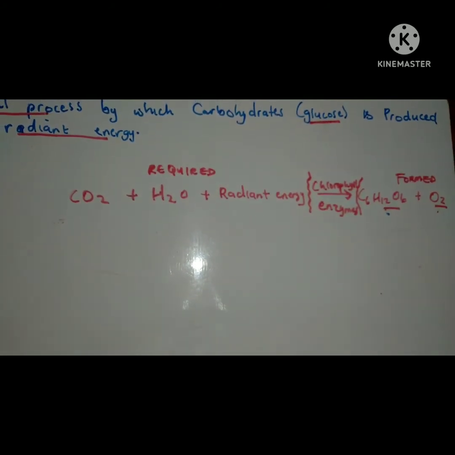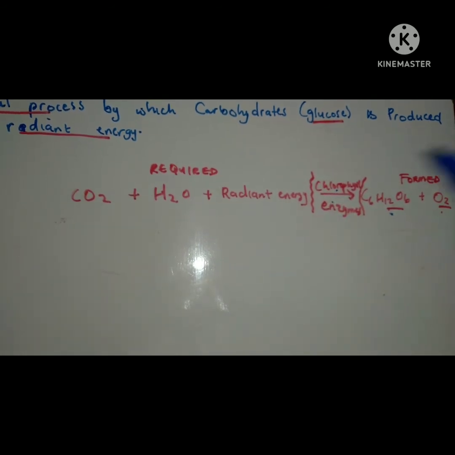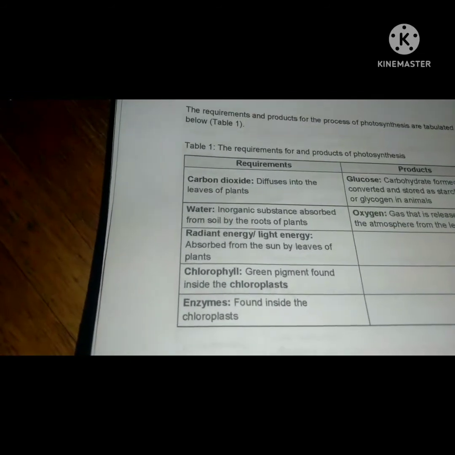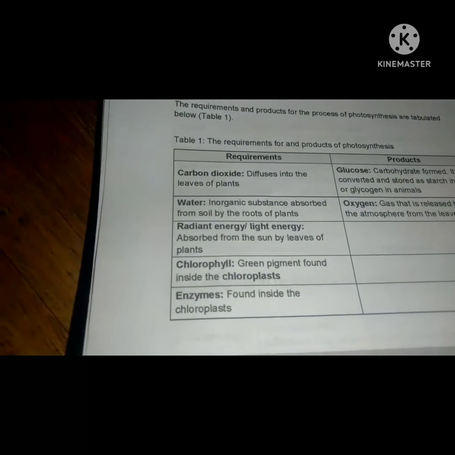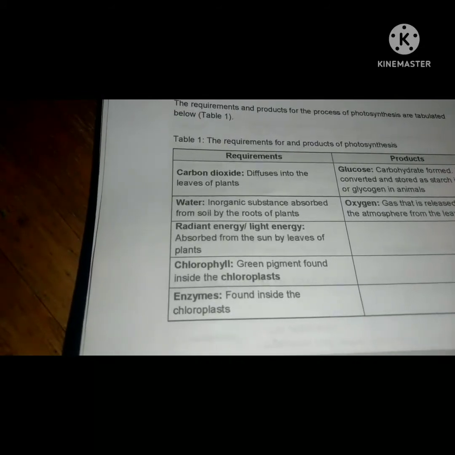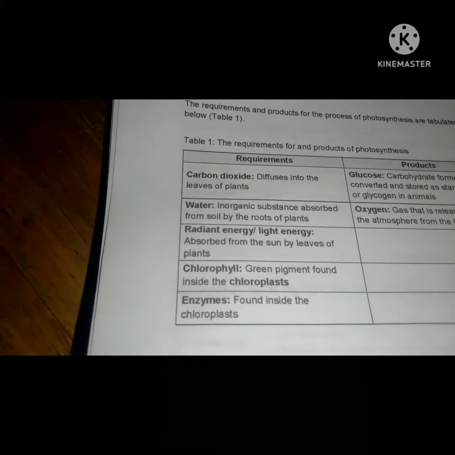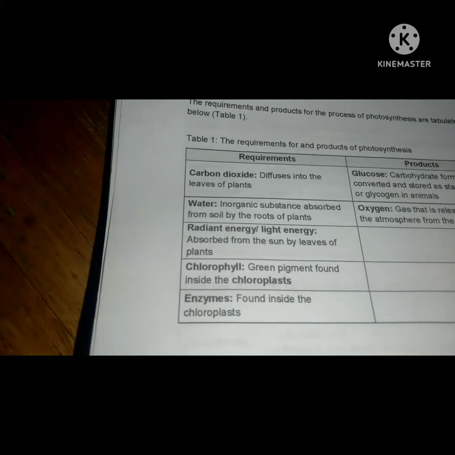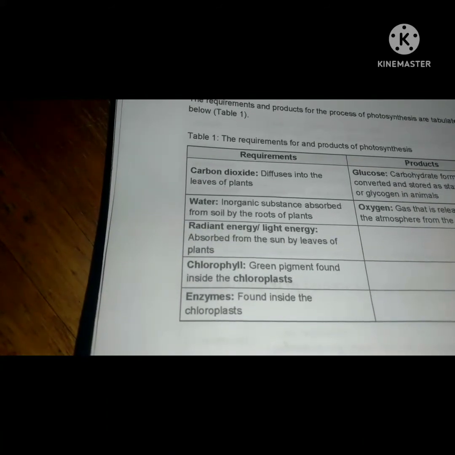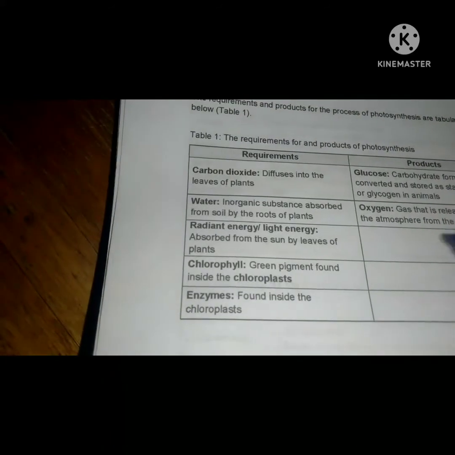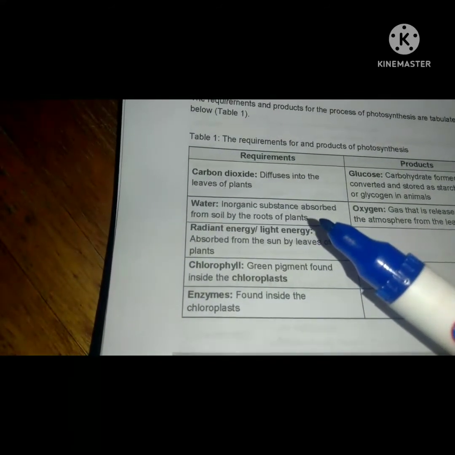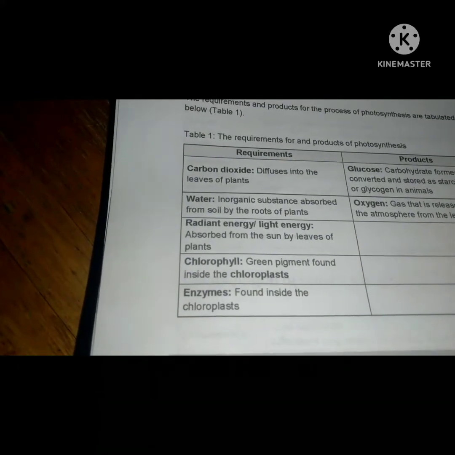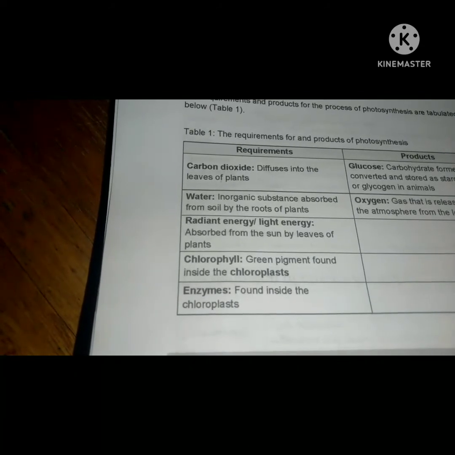But then let's go further into explaining the process. So as per se, the carbon dioxide in this context diffuses into the leaves of the plant. So carbon dioxide will go into the leaf of the plant through the stomata. Water is an inorganic substance absorbed from soil by the roots of a plant. Why do we water our plants? It's because we want those plants to be able to grow. So water will be an essential part for photosynthesis. Then radiant energy or light energy is absorbed from the sun by the leaves of the plants.